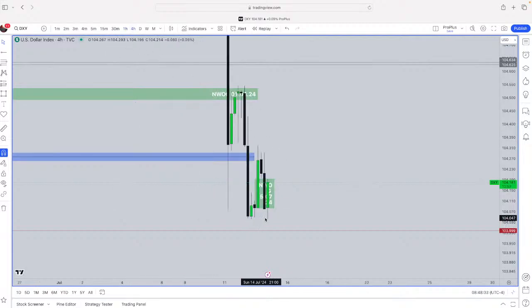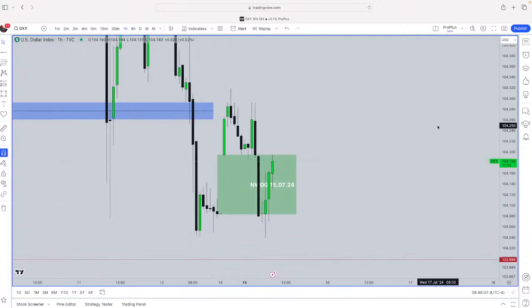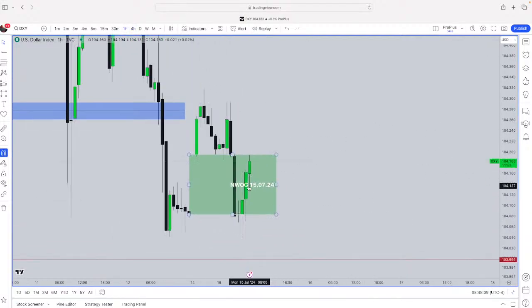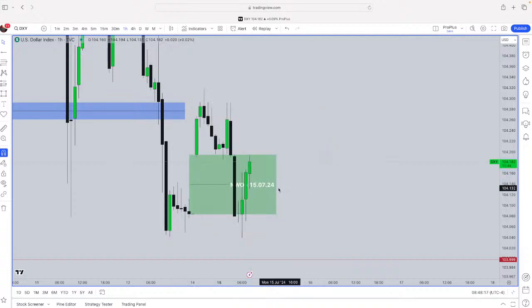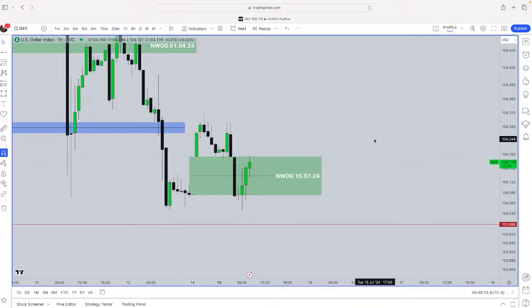Dollar, sell side taken. That's it really. Potentially the midpoint here. Respected. So midpoint potentially respected. That's it for dollar so far.